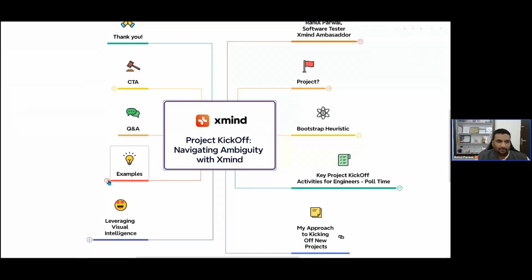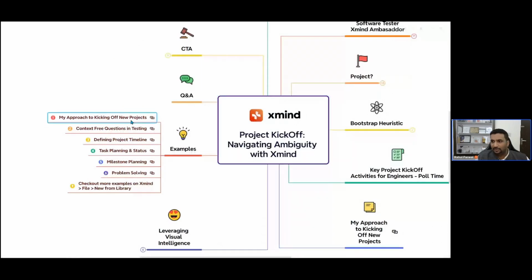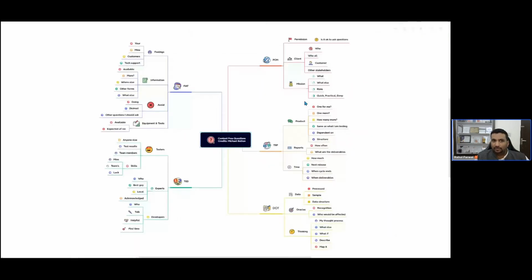So moving on. There are different examples. One example I had talked about was the approach to kicking off new projects. But there are multiple other topics, like context free questions in testing. Whenever I start working on a new project, there are a lot of things that as a tester I need to know, and knowing them at the start is very hard. So there are some questions that I ask to help my stakeholders help me know better. These questions were created by Michael Bolton, but I arranged them in the form of a mind map, and I'll show you that right now. So you could use it for anything.